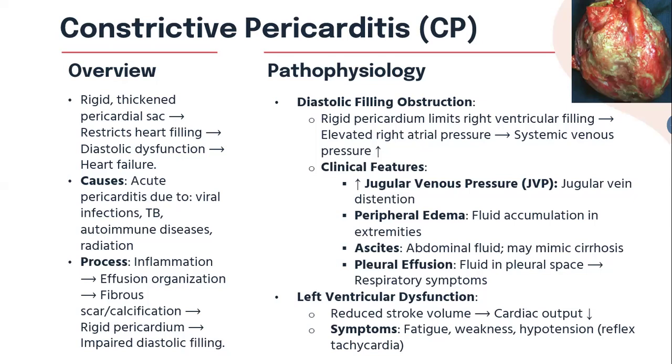The next one is peripheral edema. So in peripheral edema, elevated venous pressures lead to transudation of fluid into the interstitial space, resulting in peripheral edema, particularly in the lower extremities. Next, ascites. Increased systemic venous pressure also causes fluid to accumulate in the peritoneal cavity, leading to ascites. This can be mistaken for liver cirrhosis.